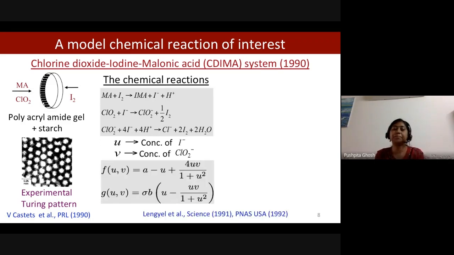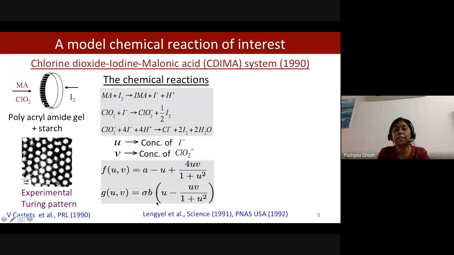Now Lengyel and Epstein came up with a phenomenological description of this experiment, a model which is definitely a reduction, but supports very well all the experimental observations that we see in this particular reaction. So iodide and chloride are the key players. Those are the intermediates of the reaction, and we denote them as U and V. And this is the reaction kinetics, where A and B are parameters that come from the malonic acid, chlorine dioxide, or iodine, which are in large excess. Those are the initial reactants.